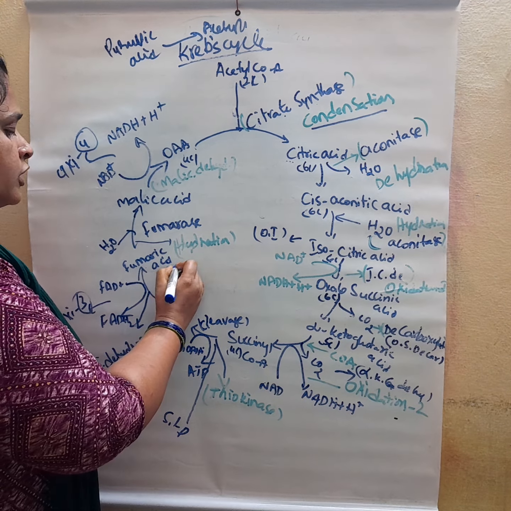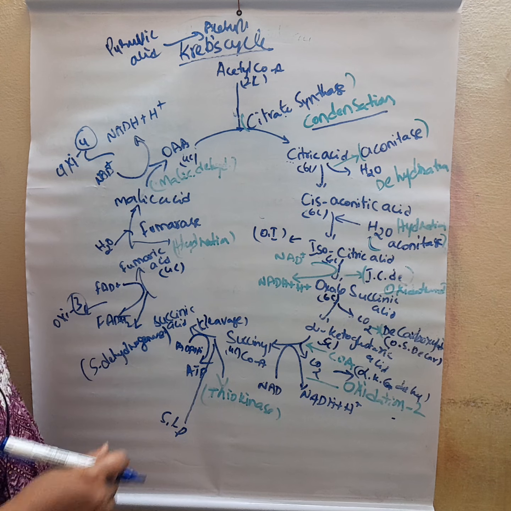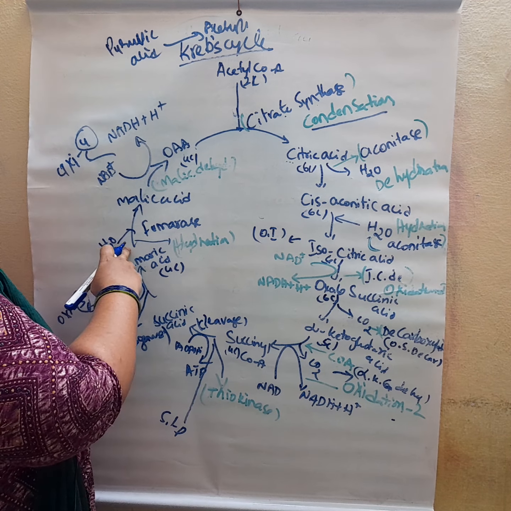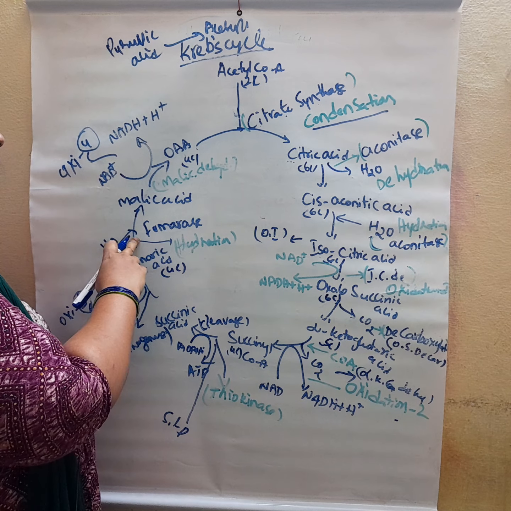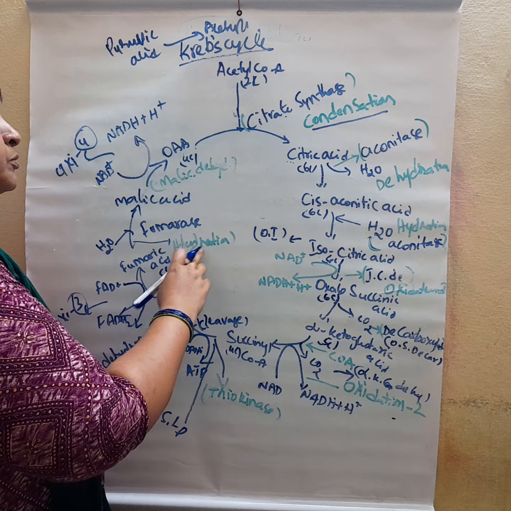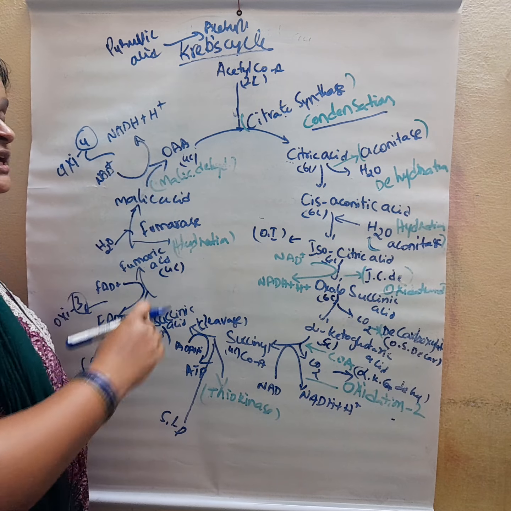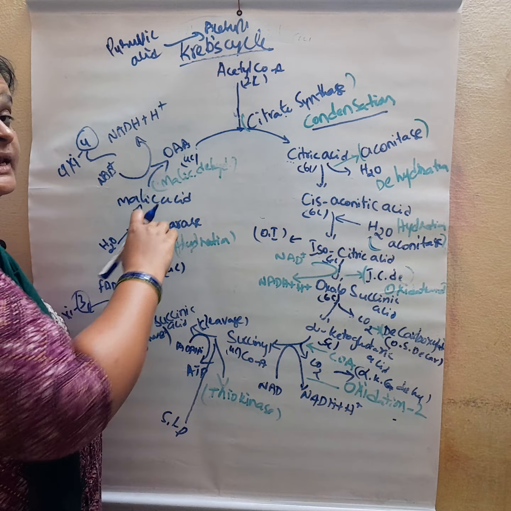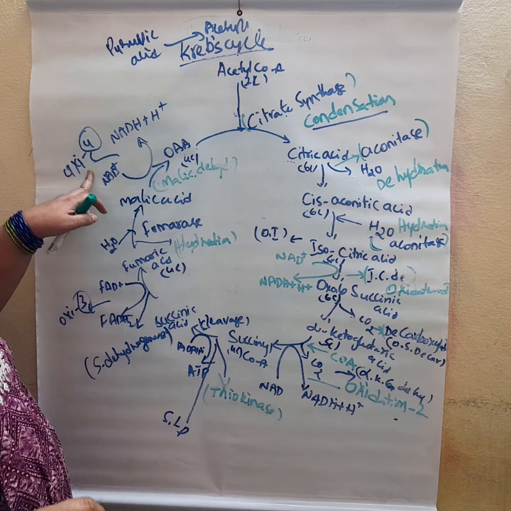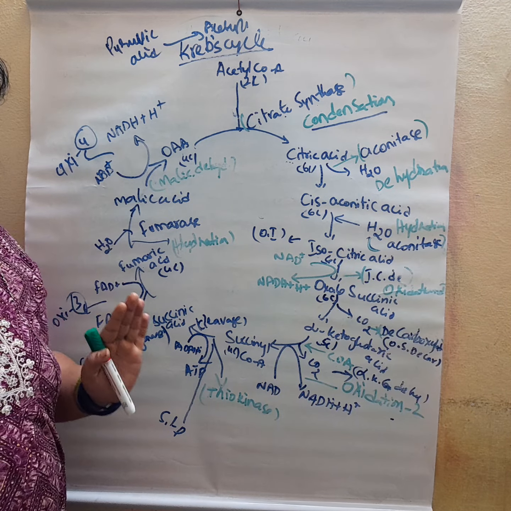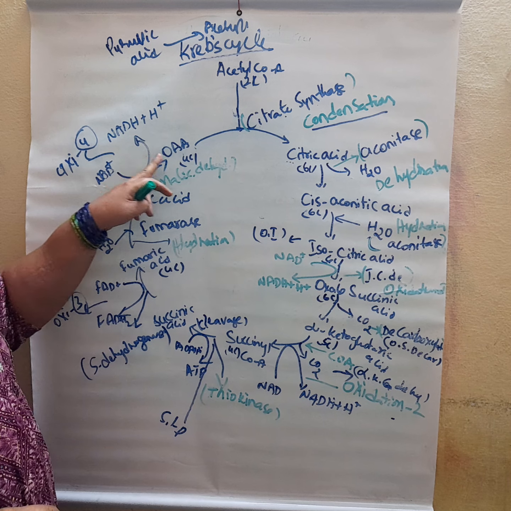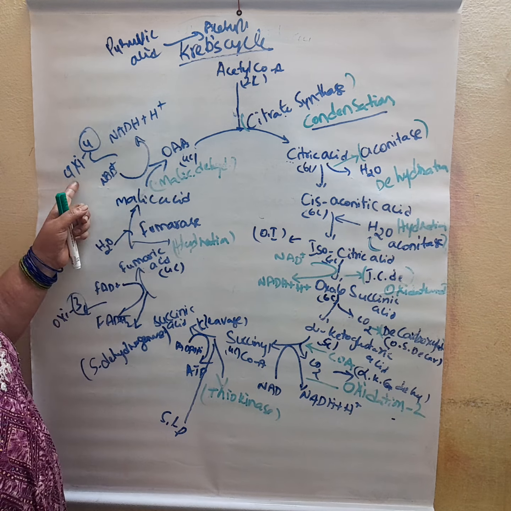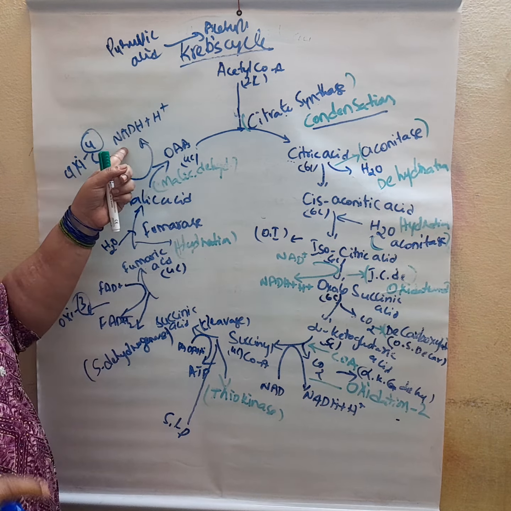Fumaric acid is also a 4-carbon compound. Now this fumaric acid is converted into malic acid by adding one water molecule. This process is called hydration, and the enzyme is fumarase, forming malic acid. Now this malic acid undergoes the last step, oxidation 4, forming oxaloacetic acid. Here the coenzyme is NADH plus, not FADH2. So here there are 4 oxidations.